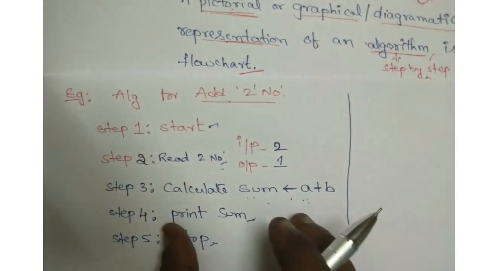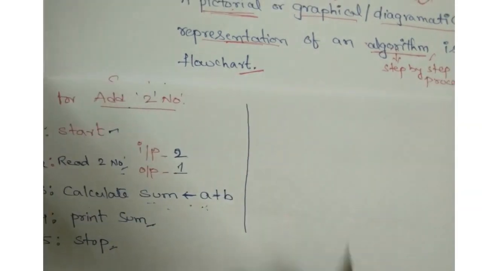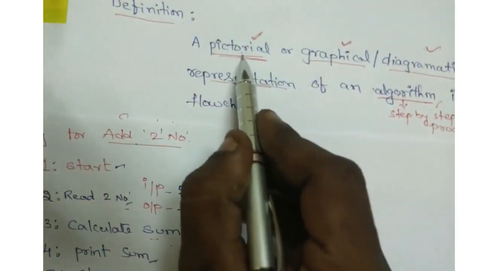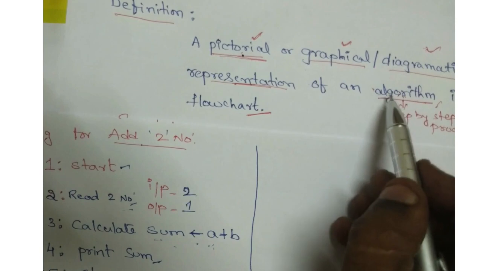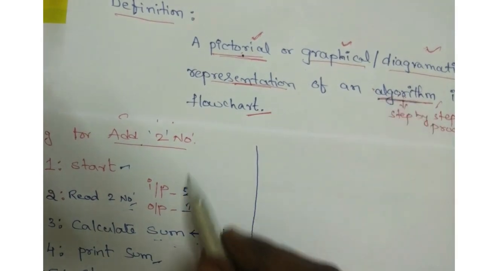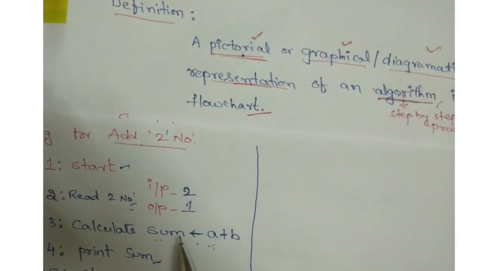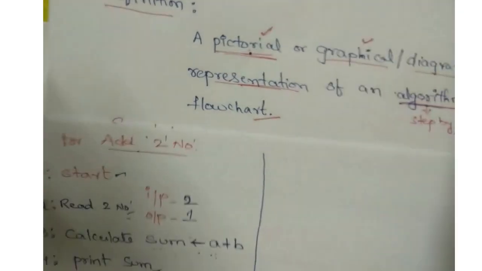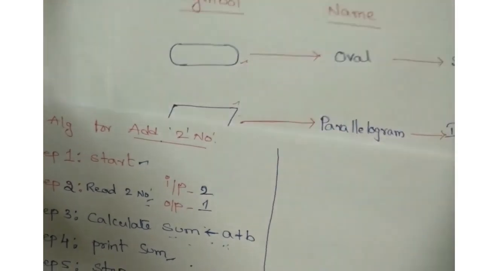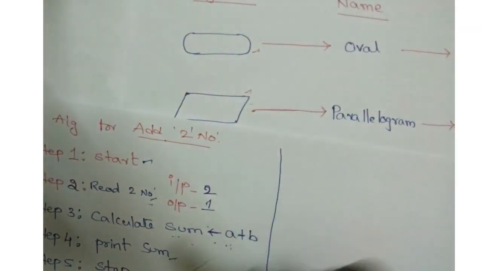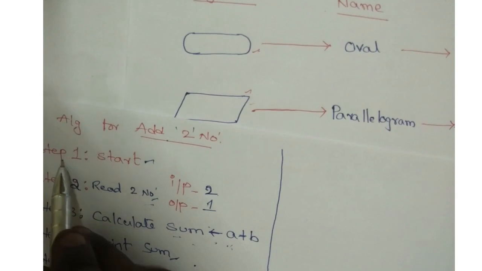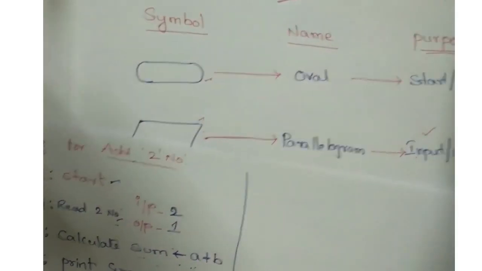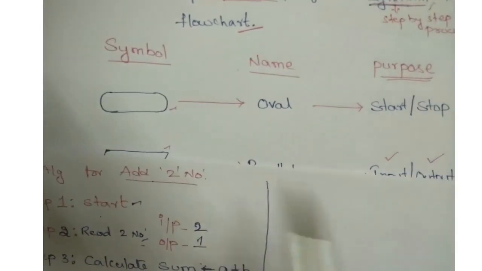For this algorithm, how can we represent it as a flowchart? What is meant by a flowchart? The flowchart is nothing but the pictorial or graphical representation of an algorithm. Now, this is an algorithm, right? This algorithm can be represented diagrammatically. How can we represent it? Here we have different types of symbols for different steps. What is step 1? Step 1 is start. What is the symbol for start or stop? The symbol for start and stop is the oval symbol.